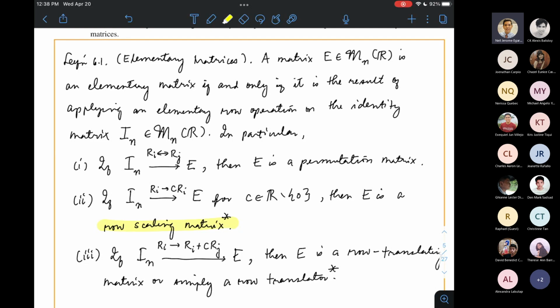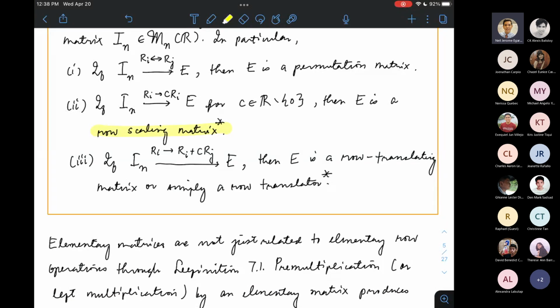Okay? Then the third is the result of the type 3 elementary row operation. When you replace a row of the identity matrix by that row plus a scalar multiple of another row, then what you get is what we will call a row translator. And that row translator is also an elementary matrix. So for each of the three elementary row operations we defined in Module 6, alright, we have elementary matrices that correspond to them. Now, they are both called elementary, and their titles look alike, not just because elementary matrices are products of elementary row operations on the identity matrix, but because elementary matrices have the same action on any other matrix.